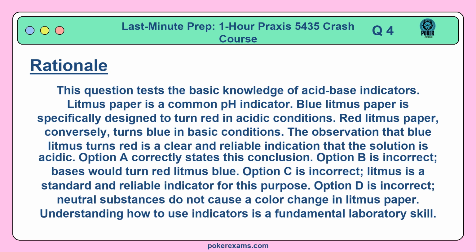Option A correctly states this conclusion. Option B is incorrect. Bases would turn red litmus blue. Option C is incorrect. Litmus is a standard and reliable indicator for this purpose. Option D is incorrect. Neutral substances do not cause a color change in litmus paper. Understanding how to use indicators is a fundamental laboratory skill.